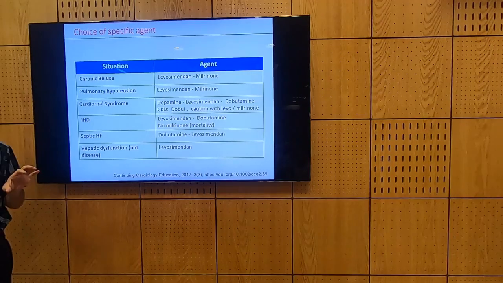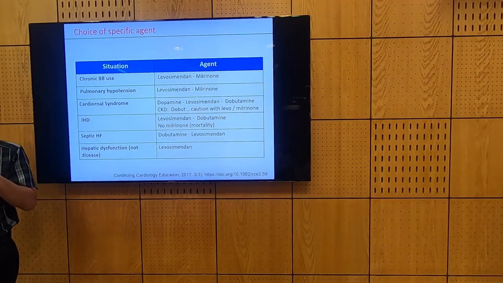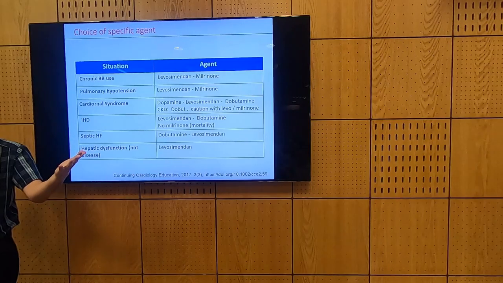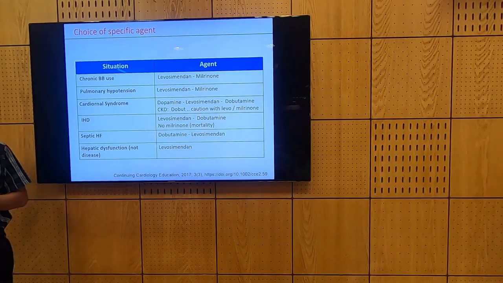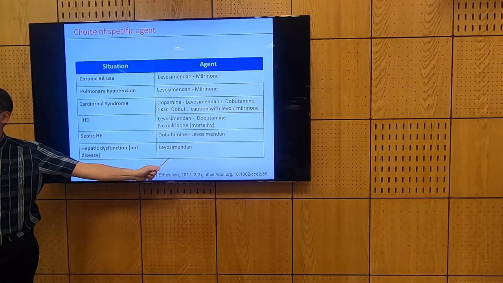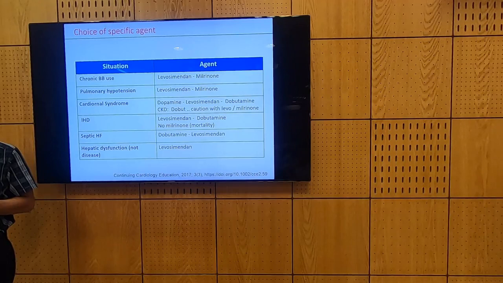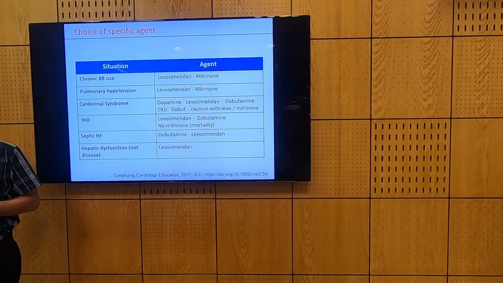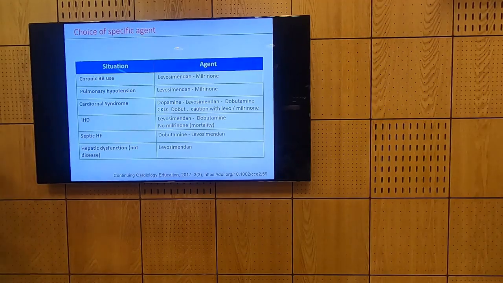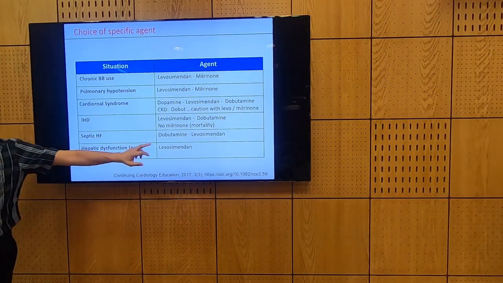In patients with hepatic dysfunction, whether manifested by increased transaminase or increased bilirubin, the drug of choice is levosimendan. And levosimendan proved to have a specifically good favorable impact on the failure situation. So it enhances the elimination of bilirubin in its pathway. However, in patients with intrinsic liver disease, liver cirrhosis, levosimendan is contraindicated. Okay.